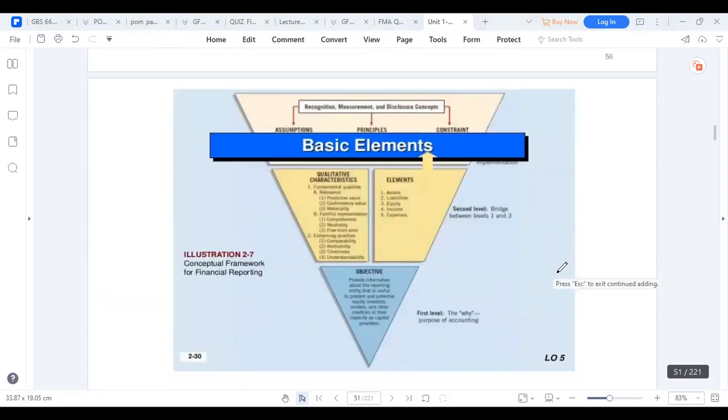Now, there are terms that you need to understand that are called elements. We also have what we call characteristics. We have 5 key elements: assets, equity, income, expenses, and liabilities. All right, these are called elements. We also have what we call qualitative characteristics, which will be subdivided into 3.